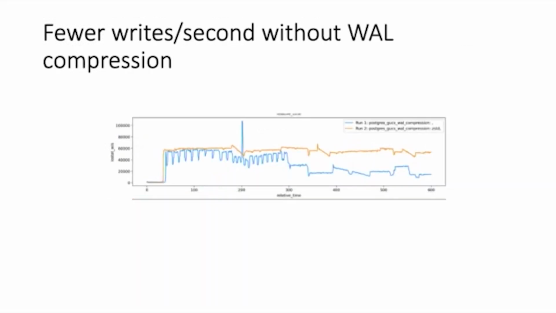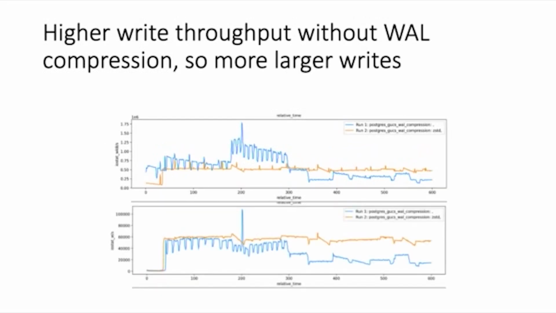And interestingly, without compression, we're doing fewer writes per second. That kind of makes sense because we're doing fewer transactions, but it makes less sense when you think about the fact that we have to write more WAL. This is from iostat, so this is how many writes per second the system is doing. So why are we doing less if we're writing more? The reason is because it's throughput. We're doing larger writes and fewer of them a second. Most of our writes are being dedicated to writing WAL, so our write throughput is higher.